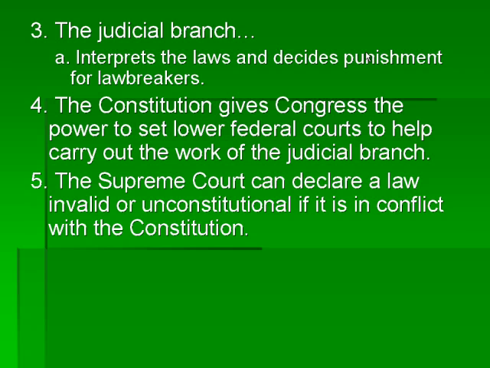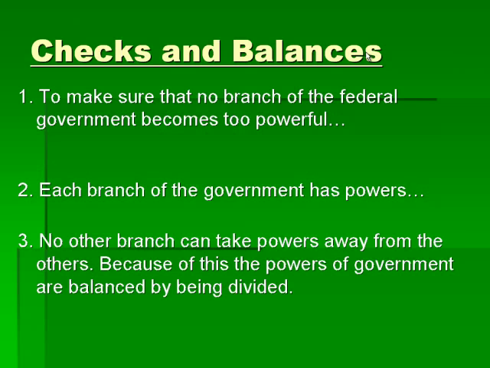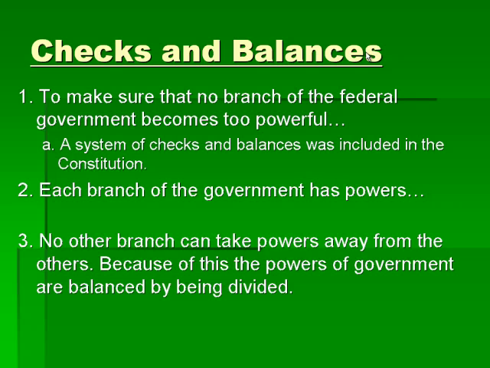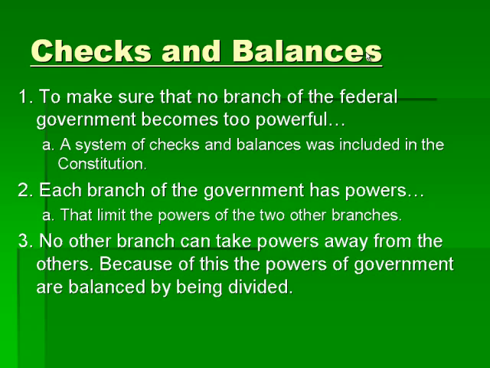And this brings us into the next portion of the lecture, which is checks and balances. The Supreme Court being able to rule a law unconstitutional gives them power over the other branches, because if the other branches are trying to make a law that is too powerful or takes away too much power from the people, the Supreme Court can step in and say, no, this is unconstitutional, you don't get this much power, we're not going to let you make that law. So to make sure that no branch of the federal government becomes too powerful, a system of checks and balances was included in the Constitution. Each branch of the government has powers that limit the powers of the other two branches.